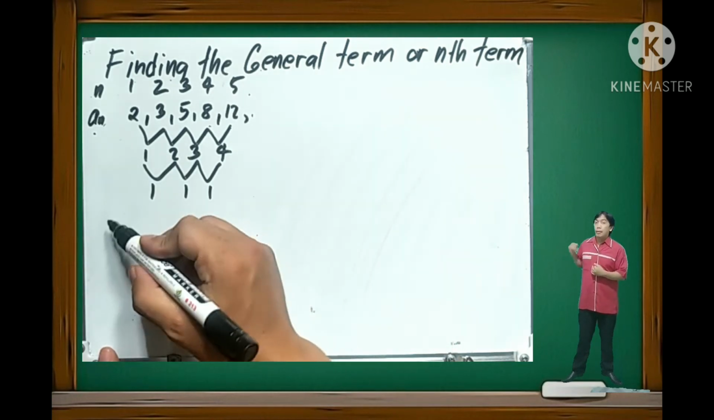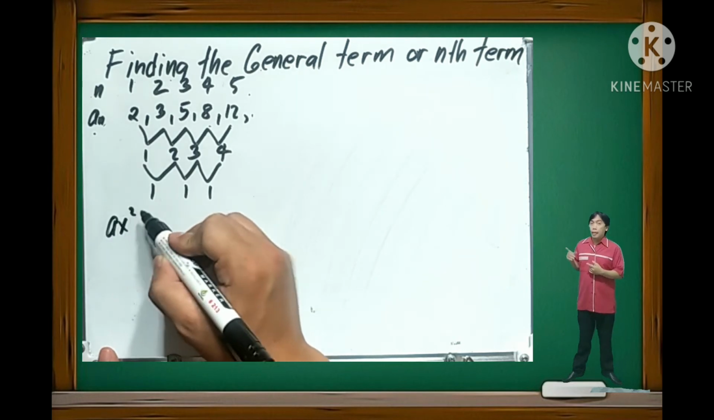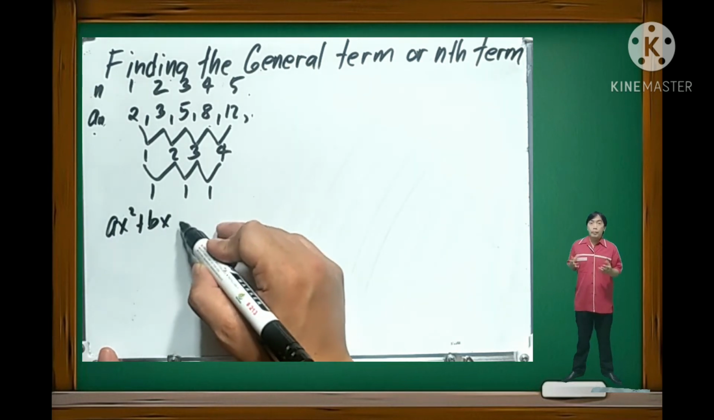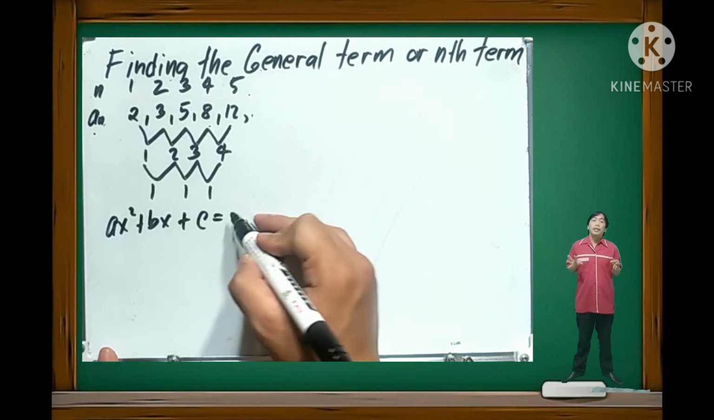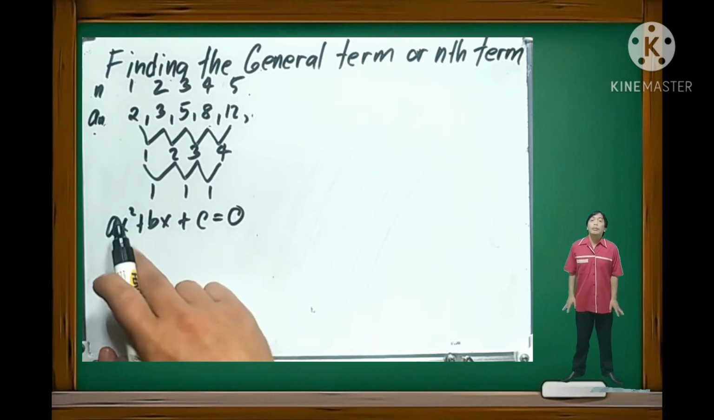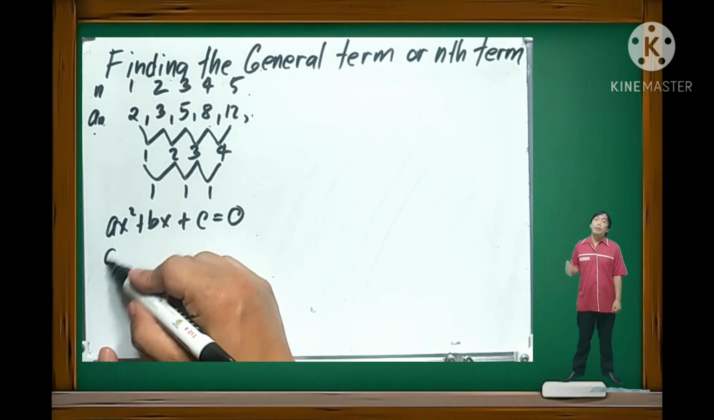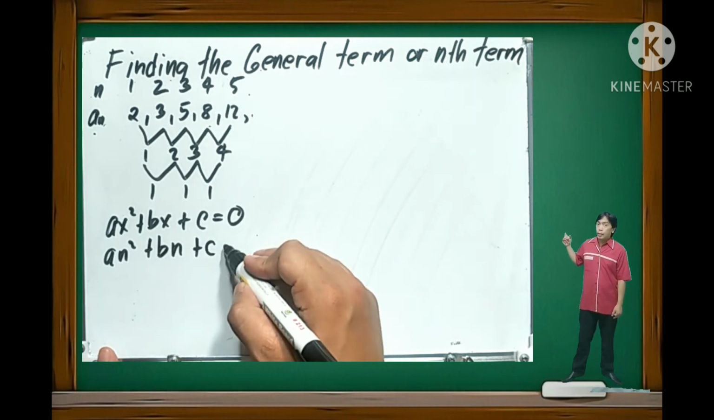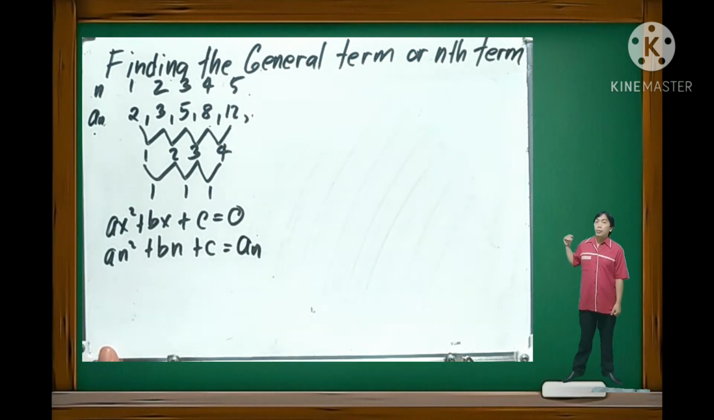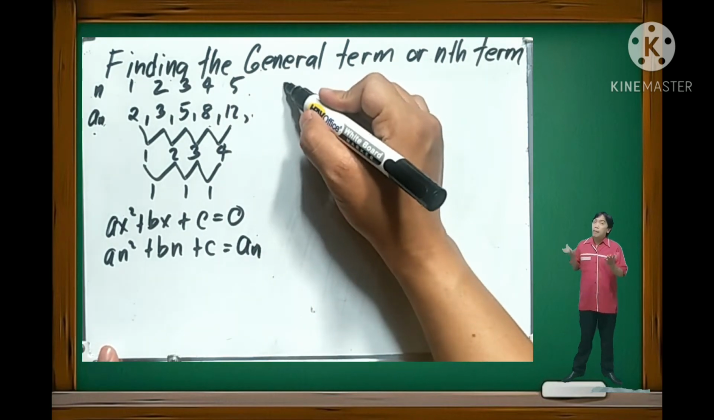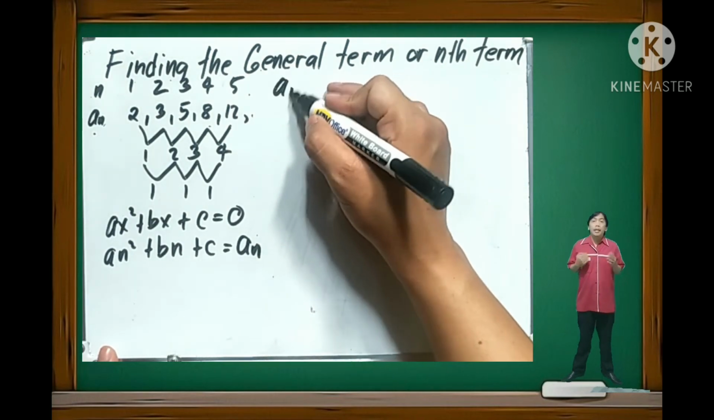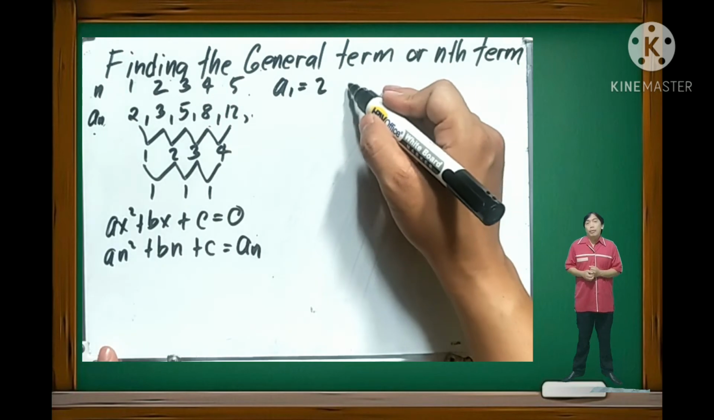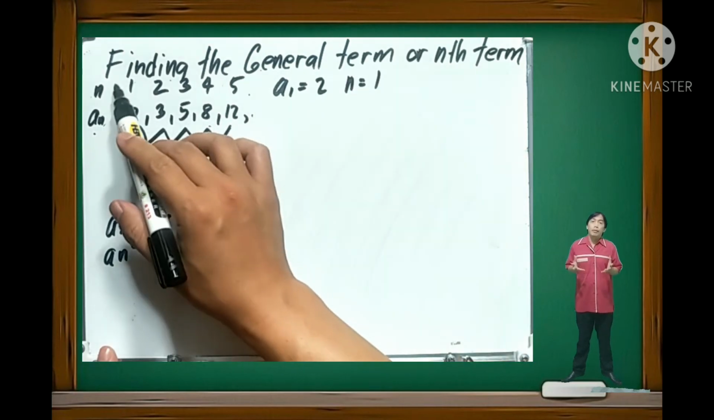In the quadratic function, we have ax squared plus bx plus c is equal to 0. Let us just replace the x with n. So an squared plus bn plus c is equal to our a sub n. Now, if our a1 is equal to 2, our n is equal to 1 here.